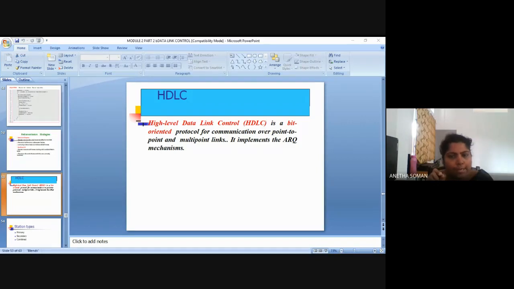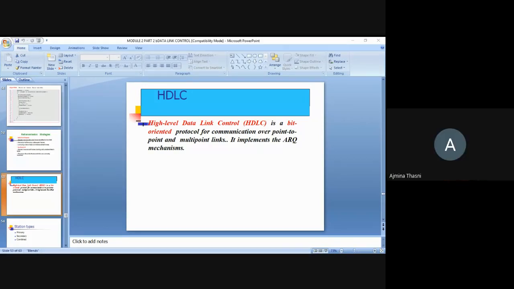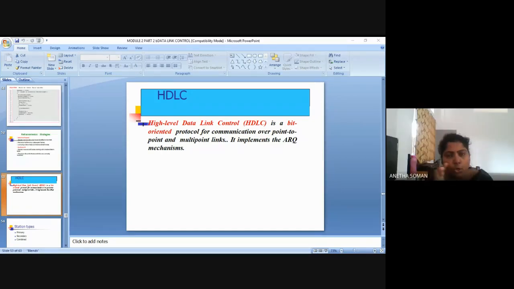Okay, who knows that answer? What is half duplex communication? Ajmina, okay, you can tell. Data is transmitted and received not at the same time. Okay, you are having two stations and both the stations can send and receive, or transmit and receive, but not at the same time. So that is called half duplex transmission.